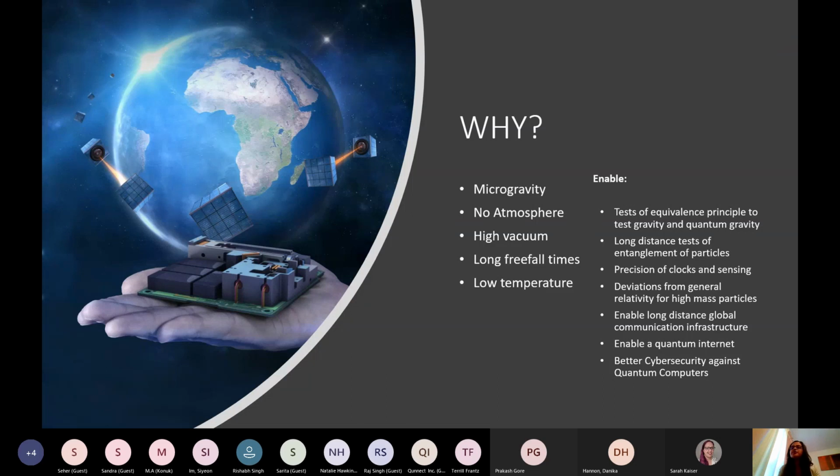It's a great place to be testing precision of clocks and sensing. It's also a great place to be looking for deviations from general relativity, which is currently the state of the art for how we understand gravity. And not only that, we can take these fundamental physics experiments and use space as an enabler, or as an architecture, to help us augment terrestrial communication networks. This is where QKD, quantum communication, quantum internet, and quantum technologies all come in.